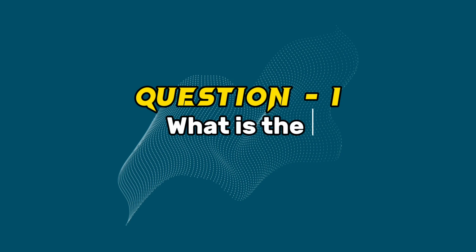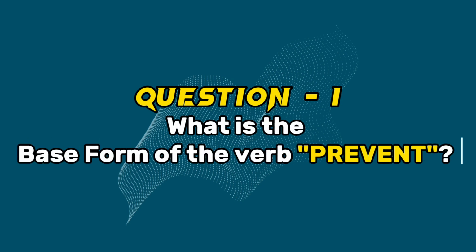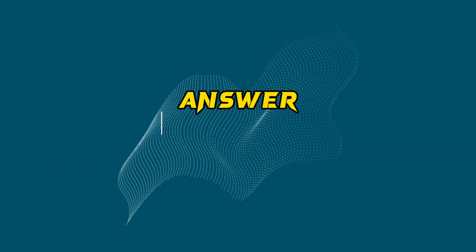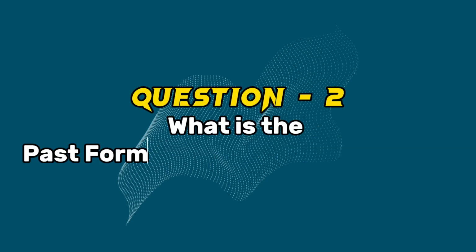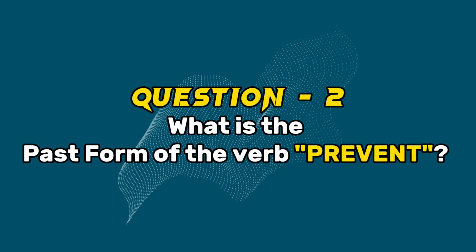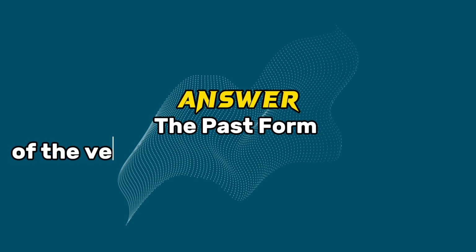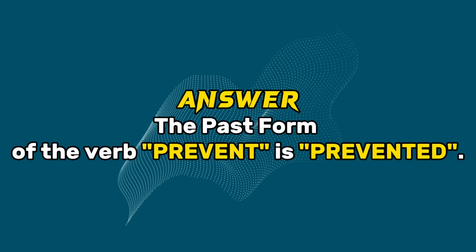Question 1. What is the base form of the verb prevent? Answer. The base form of the verb prevent is prevent. Question 2. What is the past form of the verb prevent? Answer. The past form of the verb prevent is prevented.